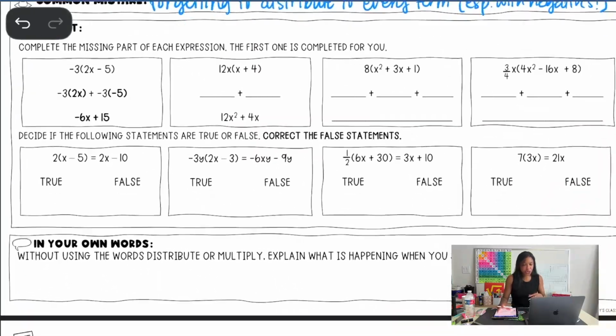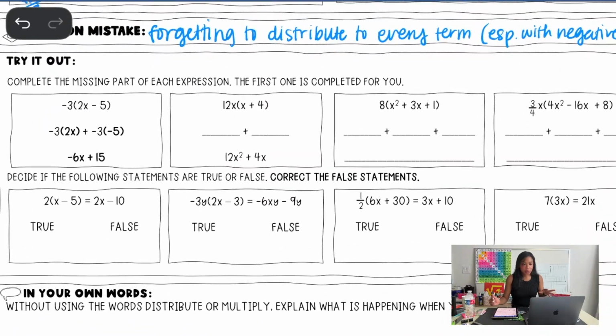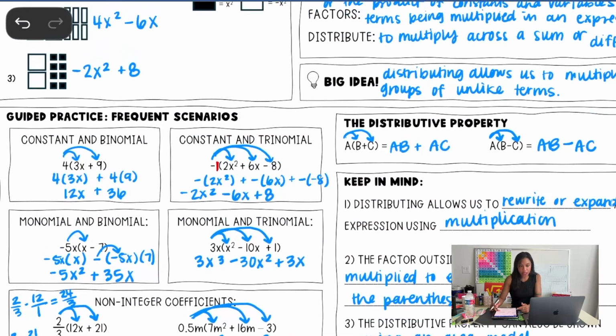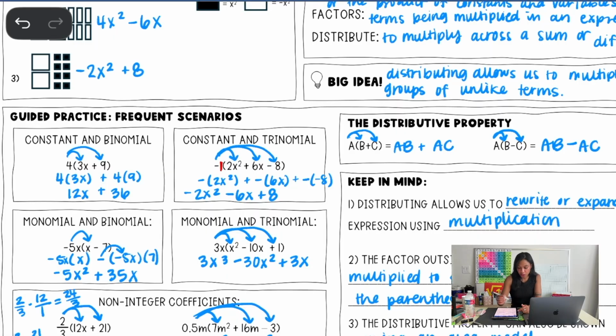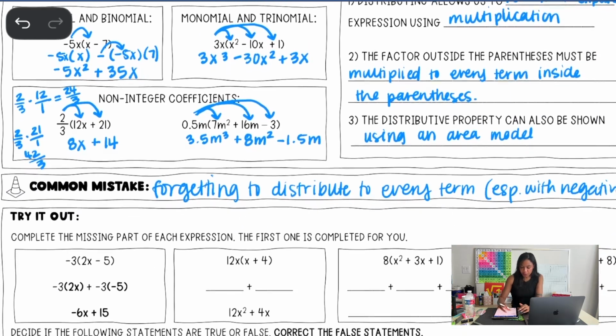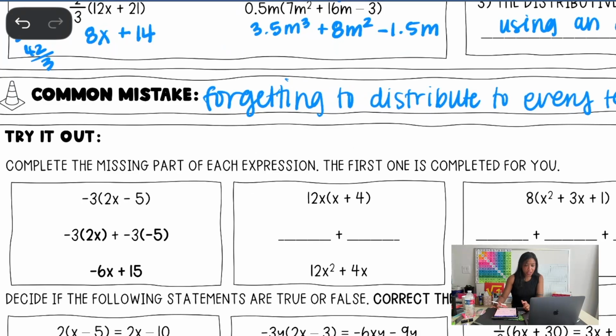In the try it out section, there are two sets of things you're going to have to do. In the first set, this top set, you're going to complete the missing part of each expression. So you can go back to where we worked in the guided practice, because I did the same thing here. I broke it down based on each factor being multiplied to the terms in the other factor. It says the first one has been done for you.